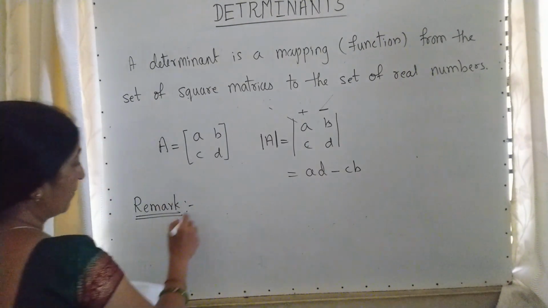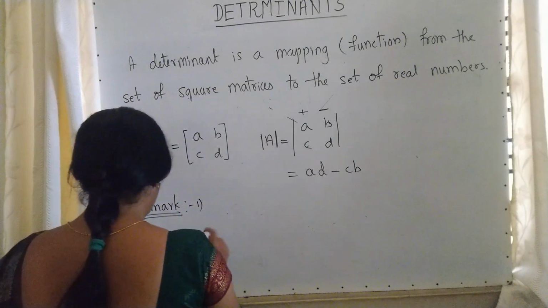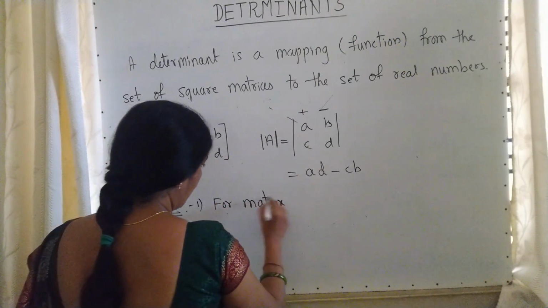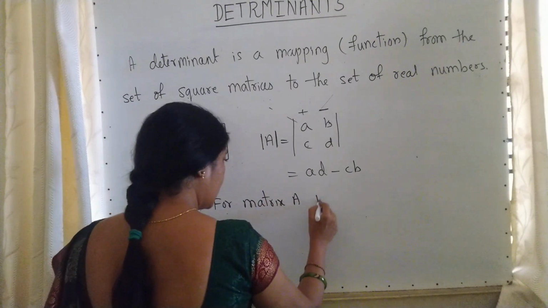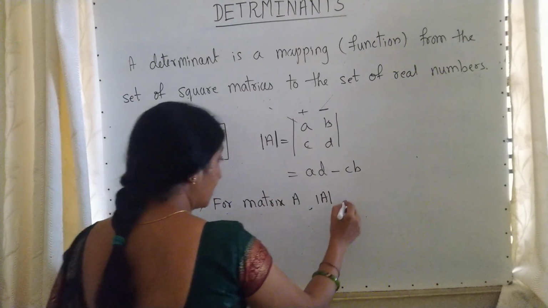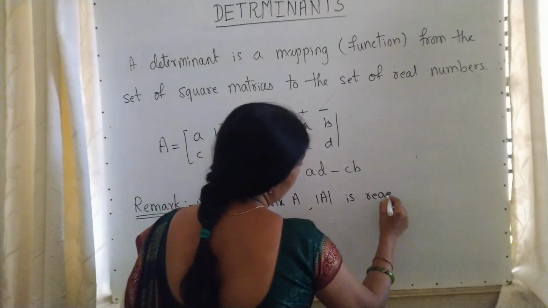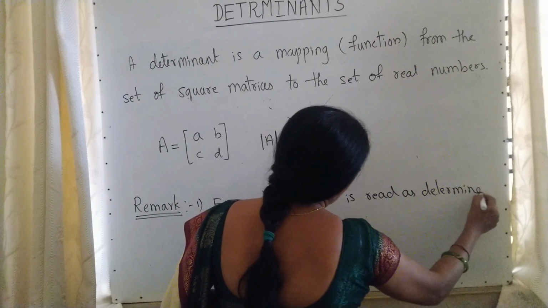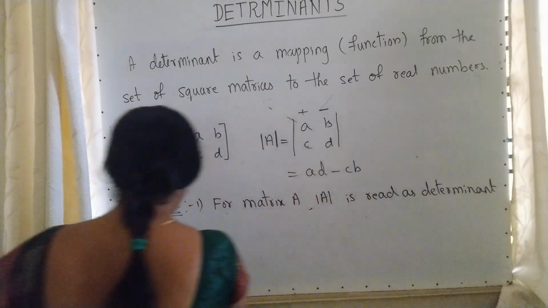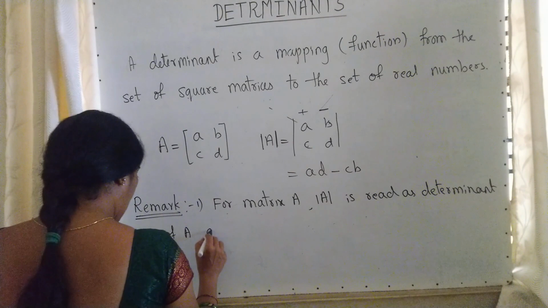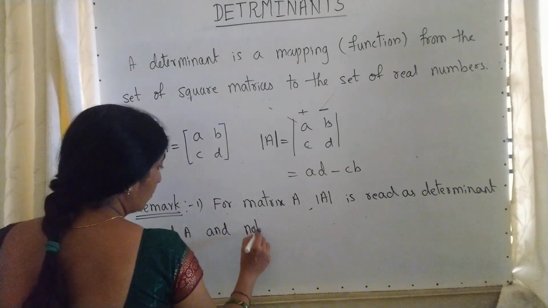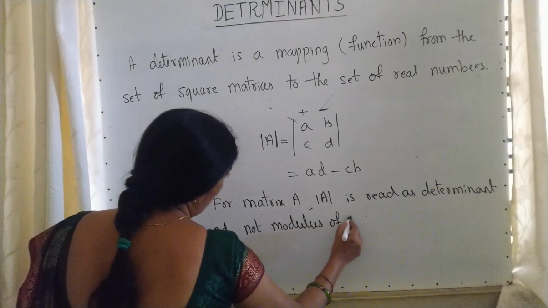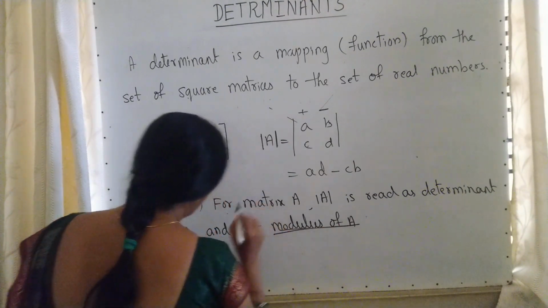So what is the first remark then? The first remark is for matrix A, see, this is a determinant, read as determinant of A and not modulus of A. Not modulus of A. Underline this.